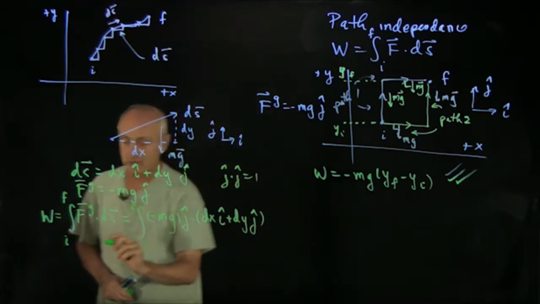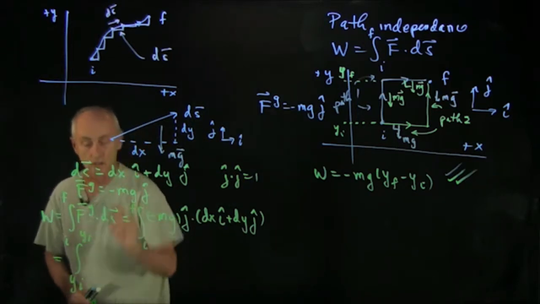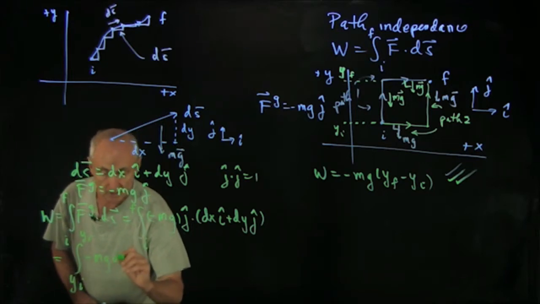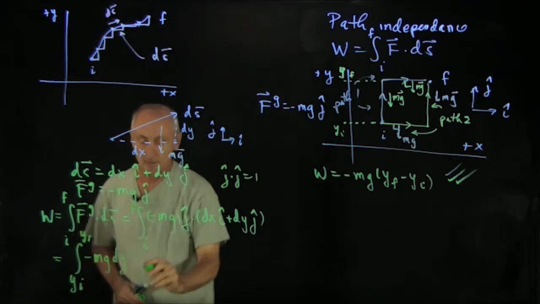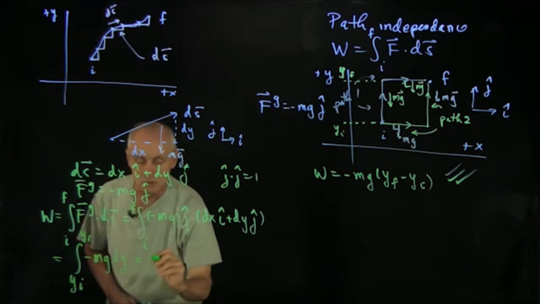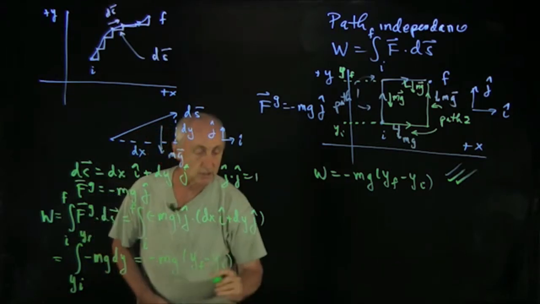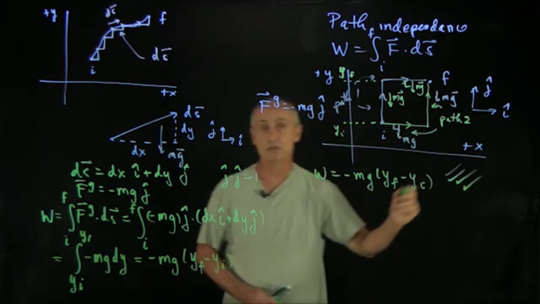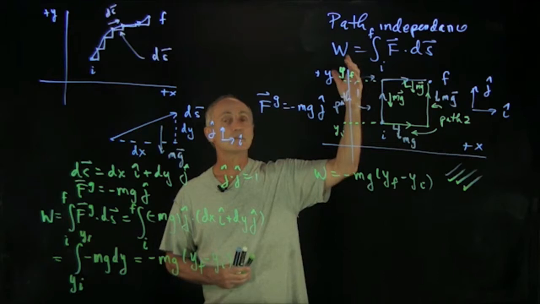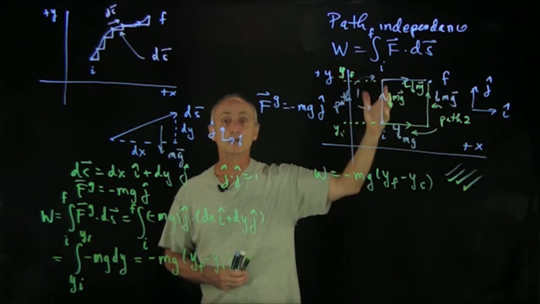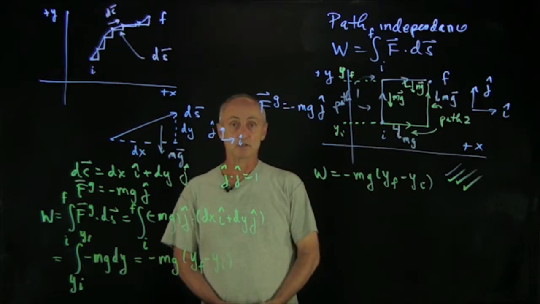And so what we're left with in the integral is simply an integral from y initial to y final, because we only have minus mg dy. And that's what we said before: only the vertical parts are adding up. So when you do this integral, mg is a constant, we get minus mg times y final minus y initial, and that agrees with what we had before. So this type of force is an illustration of a force where the work done is independent of the path we choose from the initial to the final place.